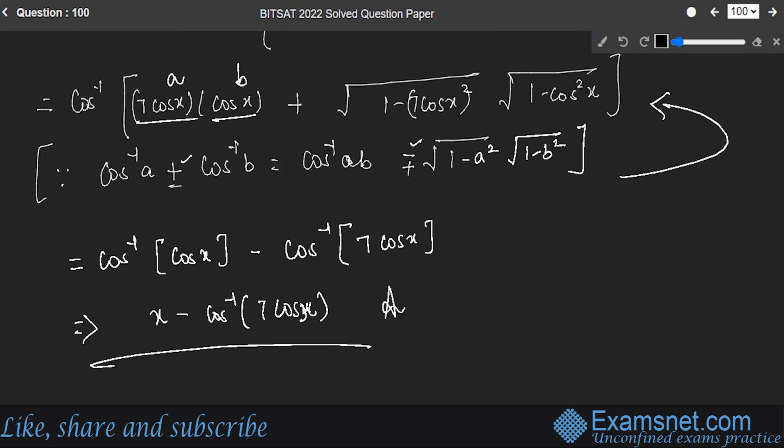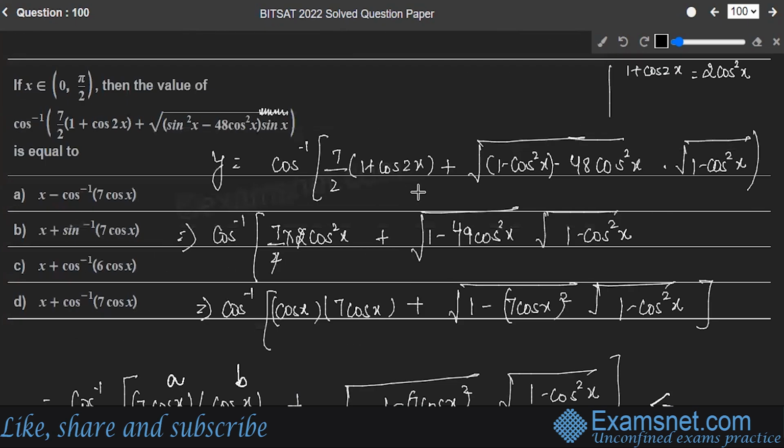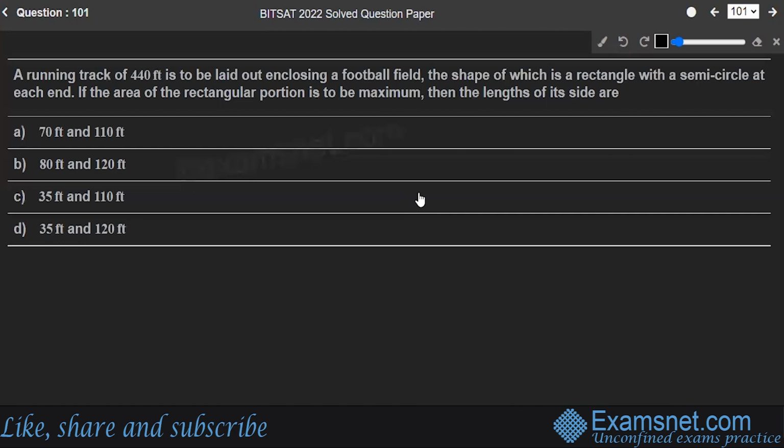This is the answer to the question. Let's check with the options. Here you have option A as the right answer. Hope you understood this. Next is question 101.